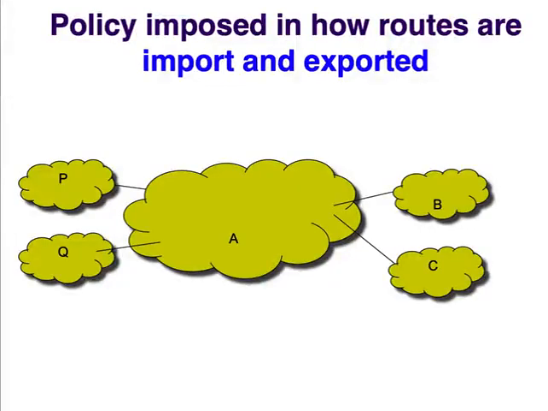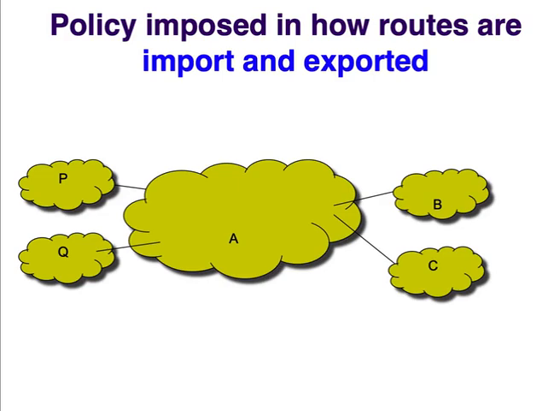Because policy, or everything we've been talking about, all these concerns about how money flows and so on, where it actually comes down to where it gets implemented is this question of what routes am I going to import or select, and what routes am I going to export or advertise. So that's where, if you look at the implementation, that's where policy lives.